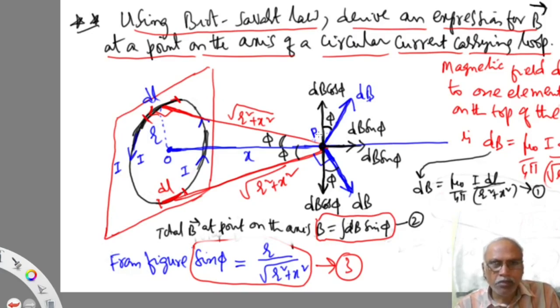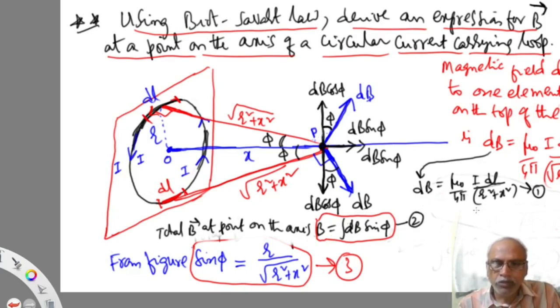Similarly, you take another element diametrically opposite to the first element. Due to the other dl also, there is a magnetic field dB. The dB you have to resolve into two components, dB cos phi and dB sin phi. Cos phi components cancel out, whereas dB sin phi components are in the same direction. So like this, due to every element you get one dB sin phi, and the total magnetic field is the integration of dB sin phi.